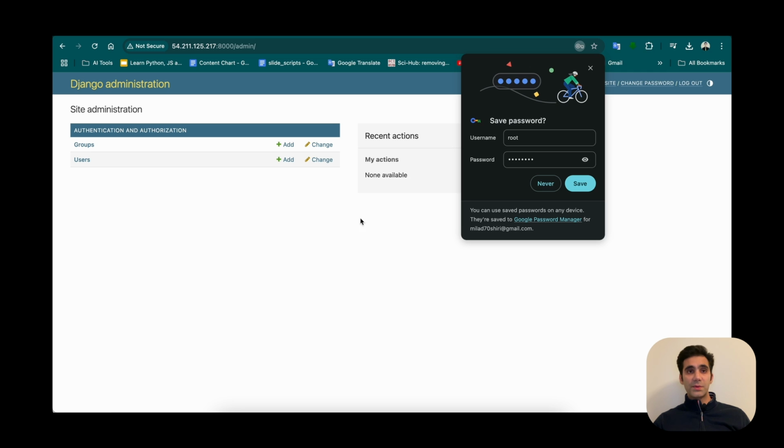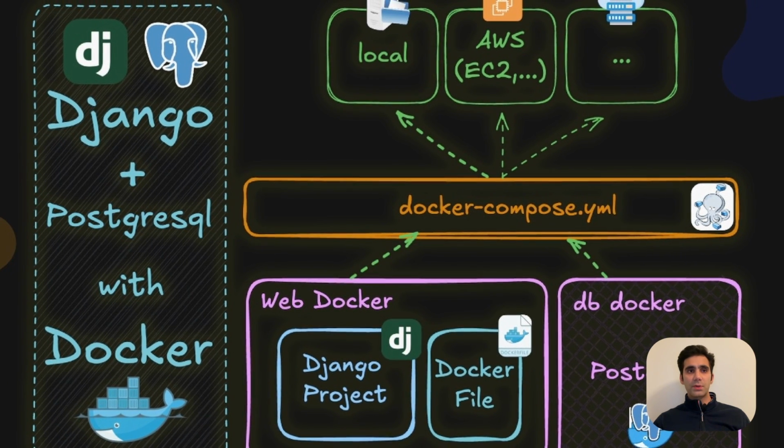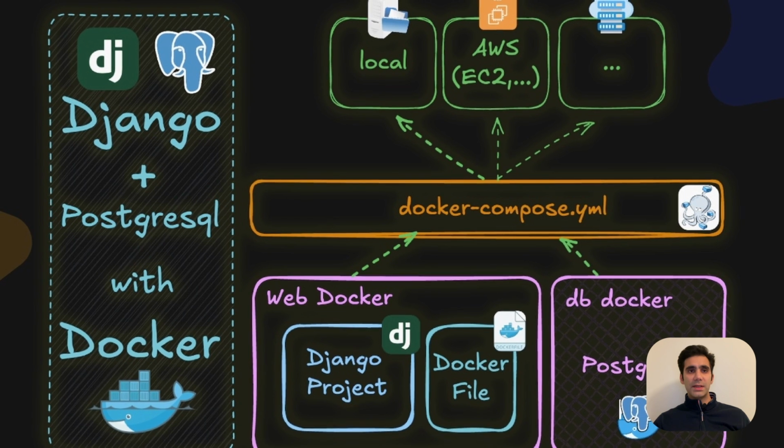Well done. This was a quick overview of how to use Docker to run a Django project with a PostgreSQL DB on an AWS EC2 instance.